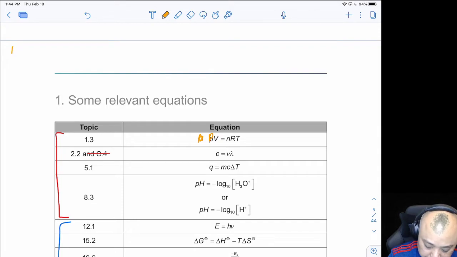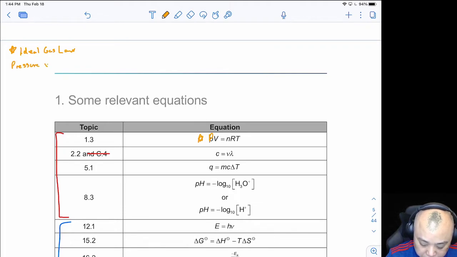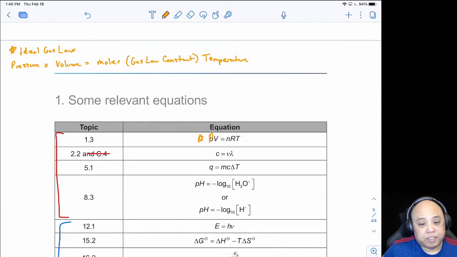But here, what we're talking about is the ideal gas law, okay? And the ideal gas law is your pressure times volume equals your moles times gas law constant times temperature, okay? So those are your 5 different symbols in your ideal gas law here.